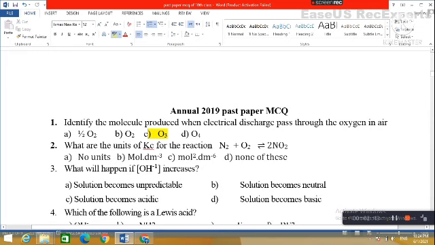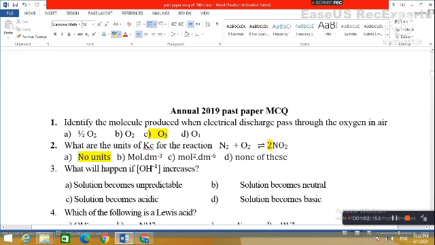Here you can see there are 2 moles of NO2, and on the reactant side there is 1 mole of oxygen and 1 mole of N2, 1 plus 1 is 2. Whenever we calculate the units for Kc, 2 by 2 will cancel each other and there will be no unit for this type of reaction. So option A is no unit, option B mole per dm cube, option C mole square per dm6, and none of these. The correct option is option A, no units.